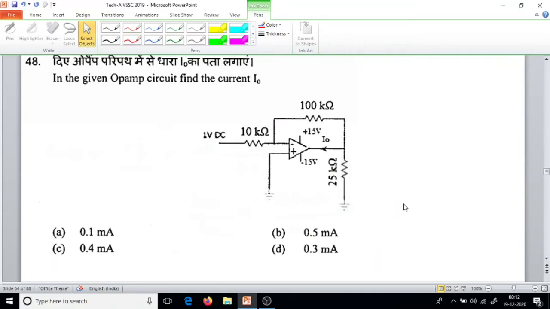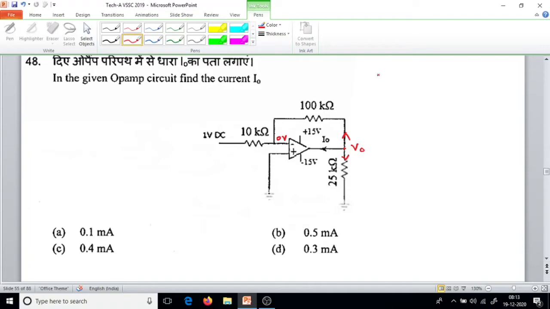Question number 48. In the given op-amp circuit, find the current I0. So I will use a nodal equation at the output. I will mark this point as V out, and I'll assume that all the remaining currents are flowing out. What is the voltage at this other point? It is at 0 volt because of the virtual ground concept.